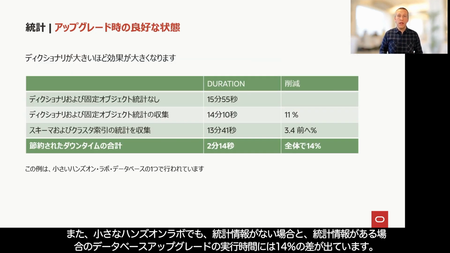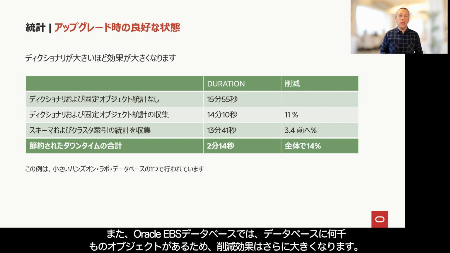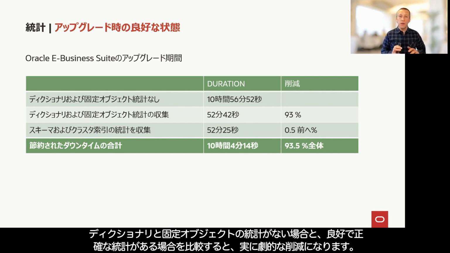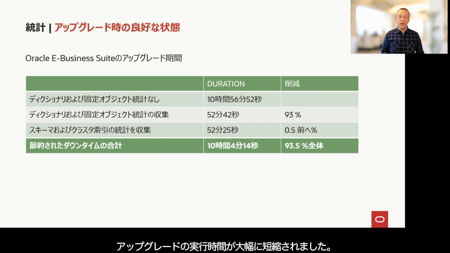In addition, in our tiny hands-on lab, we compared the database upgrade runtime when we had no statistics and good statistics, and we got a 14% reduction in runtime. And on an Oracle EBS database, the reduction is even bigger because EBS puts in thousands of objects into the database. So by comparing no dictionary and fixed object stats to having the situation where they are good and accurate, there is really a dramatic reduction in the upgrade runtime.